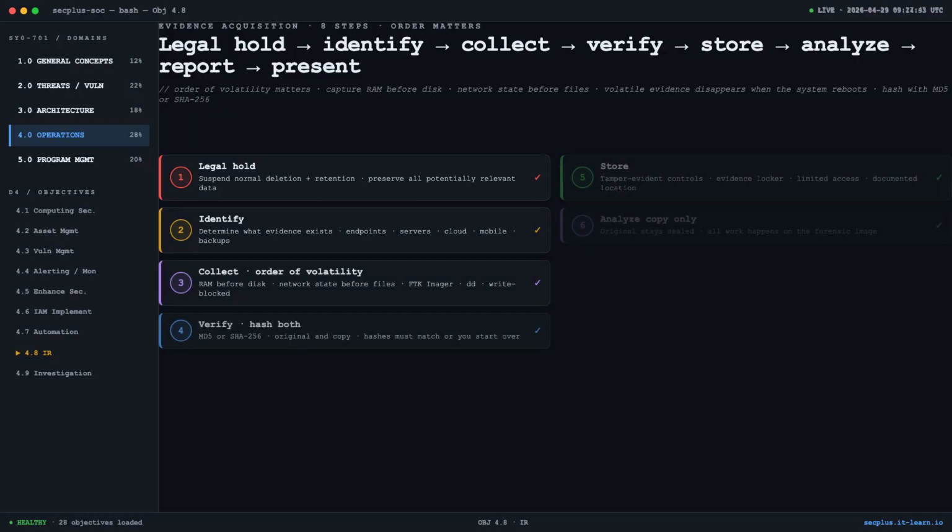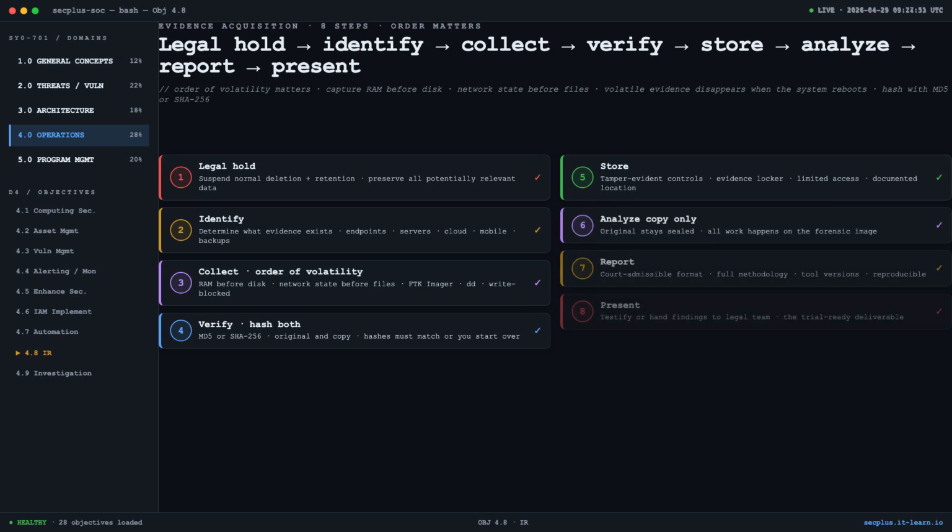4. Verify. Hash the original and the copy with MD5 or SHA-256. Hashes must match. The hash is what proves the copy is identical to the original. If the hashes do not match, the copy is invalid and you start over. 5. Store. Secure evidence with tamper-evident controls. Document storage location, evidence locker with limited access. 6. Analyze. Work only on the forensic copy. 7. Report. Document findings in court-admissible format, full methodology, and tool versions. 8. Present. Testify or provide findings to the legal team.